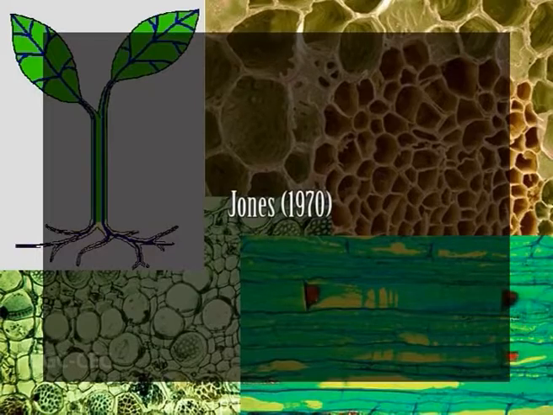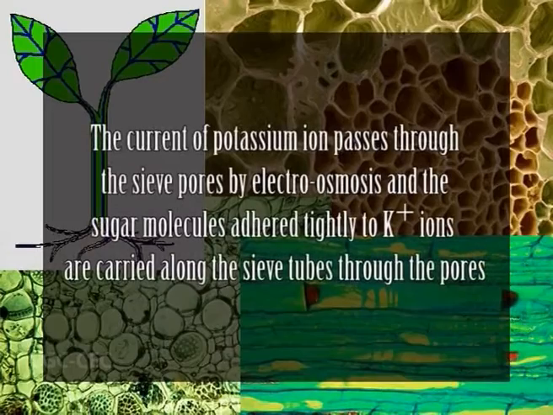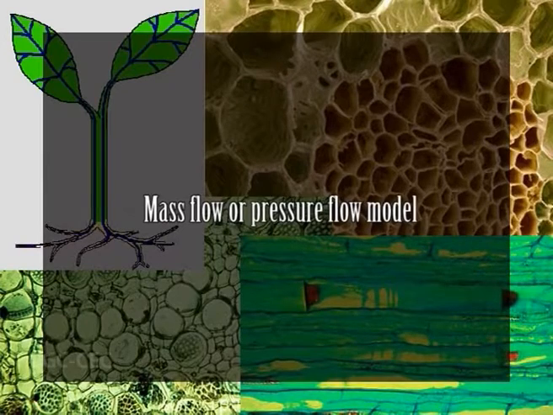Jones in 1970 suggested that an electroosmotic mechanism may account for the translocation of sugars in the sieve tubes. This theory explains that a current of potassium ions passes through sieve pores by electroosmosis and the sugar molecules adhered tightly to the K-positive ions are carried along the sieve tubes through the pores. But there is no experimental support for this theory. Now, mass flow or pressure flow model.